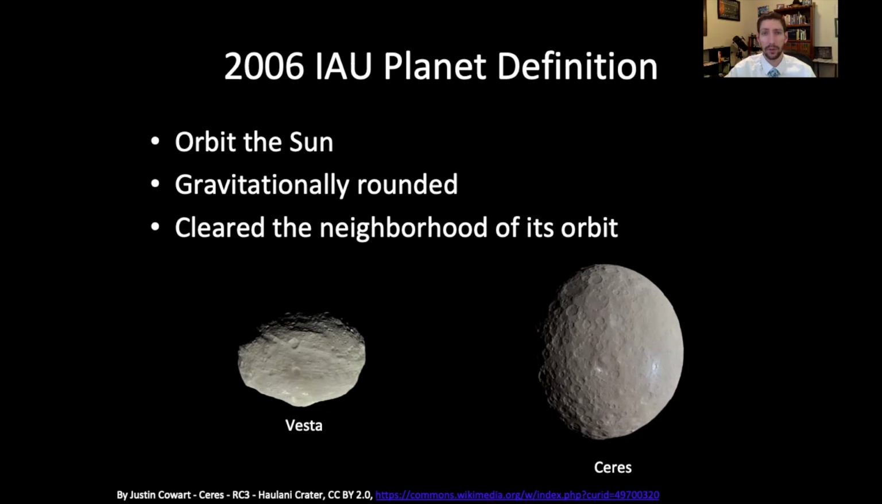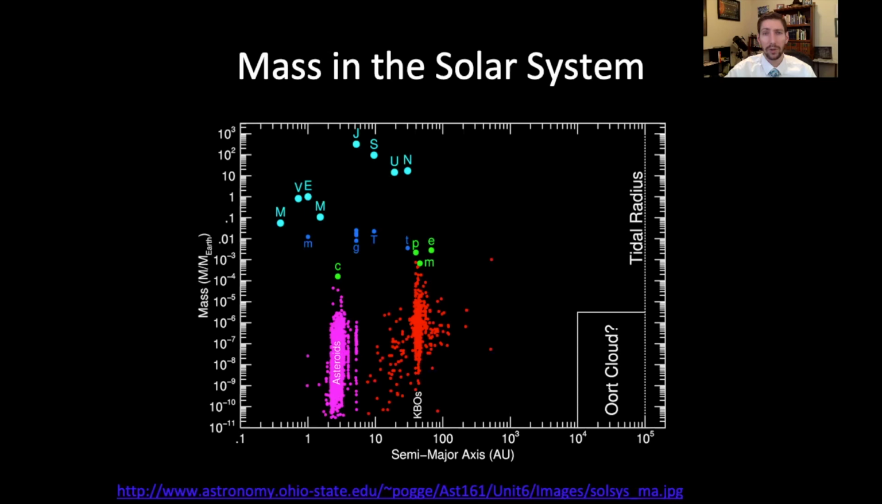Also included among dwarf planets were Ceres in the asteroid belt, which is round due to its own gravity, as opposed to Vesta, and the other dwarf planets, Eris, Haumea, and Makemake. While I do agree that Pluto should not be considered a planet, I think that perhaps a better definition would have included some criterion based on the object's mass and location in the solar system.